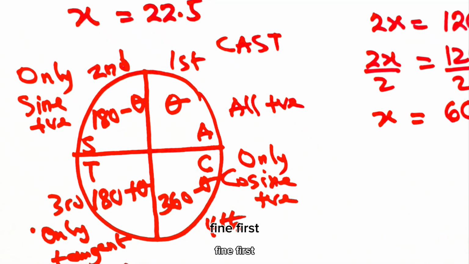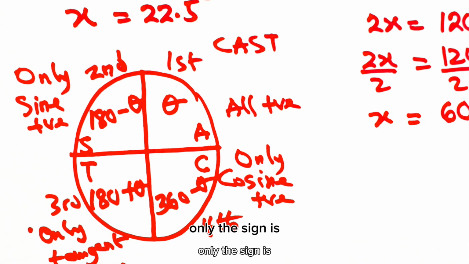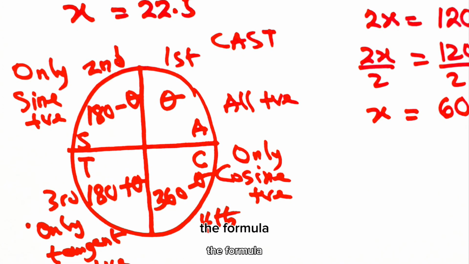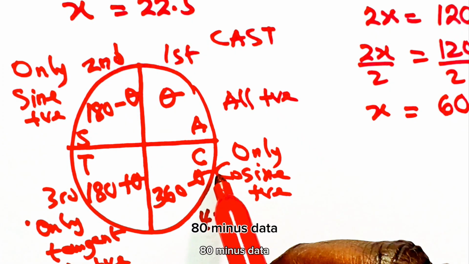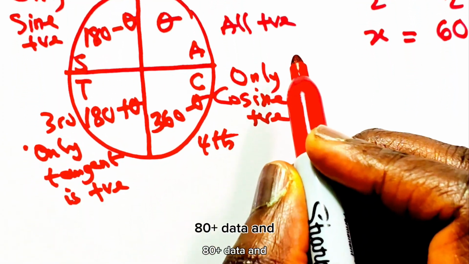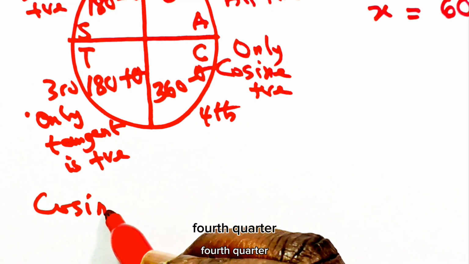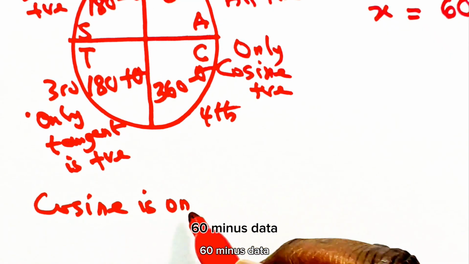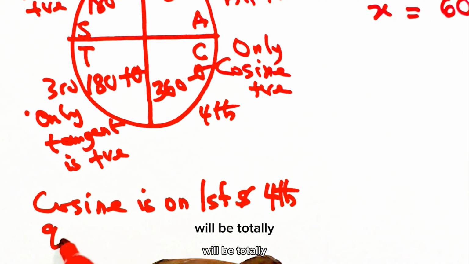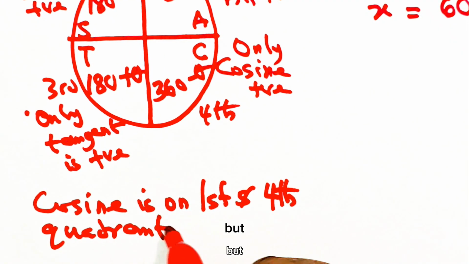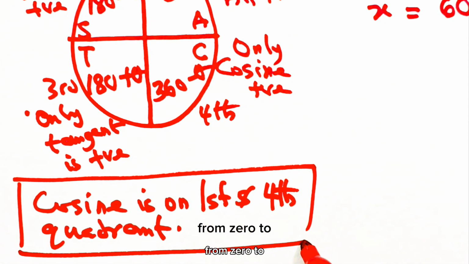So if you have this, the question will be totally solved. But don't forget that we are dealing from 0 to 180 degrees. And what are we dealing with? We are dealing with cosine. And we know that cosine is positive on the first and the fourth quadrant. That is where we can find cosine.